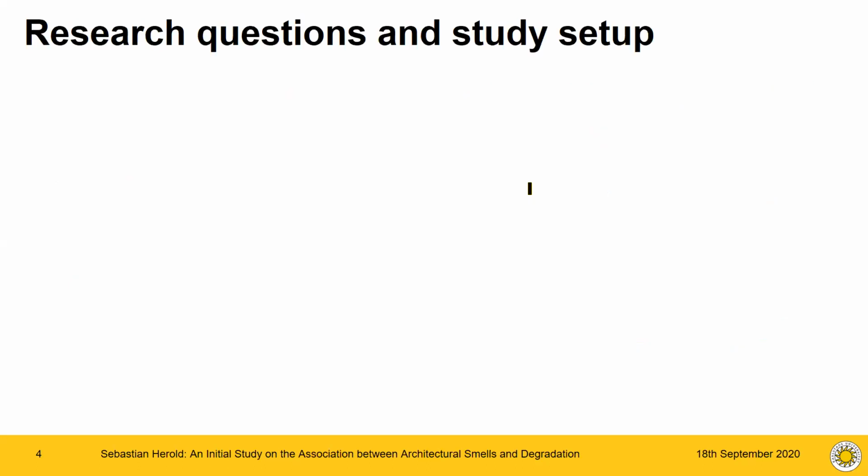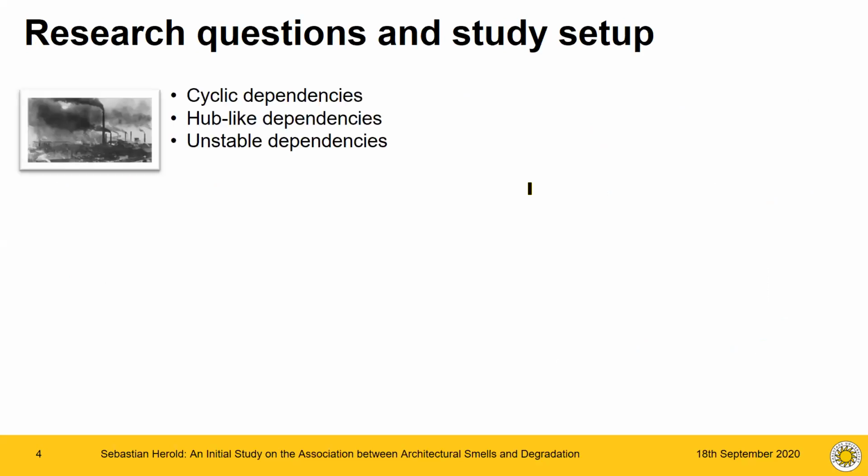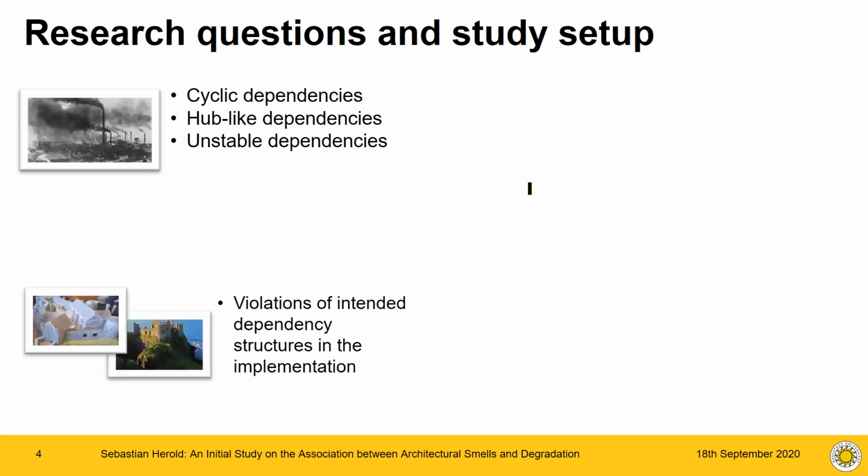To keep the scope of the study manageable, we reduced the scope of the question a little bit. First of all, we look at three types of architectural smells only: cyclic dependencies, hub-like dependencies, and unstable dependencies. And on the degradation side of things, we focus on intended module structures. So approaches that define what modules are to be expected in a system, what dependencies are allowed and desired, and where are the violations of these dependencies.